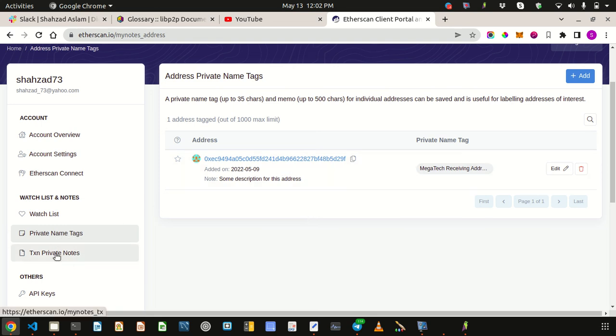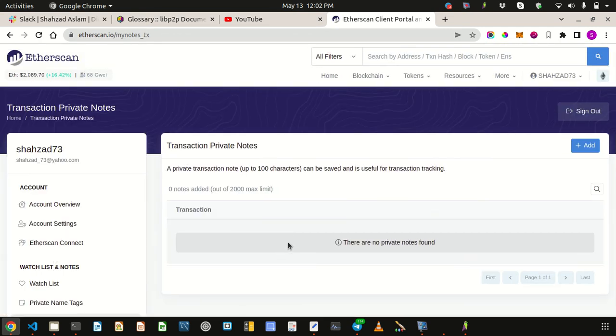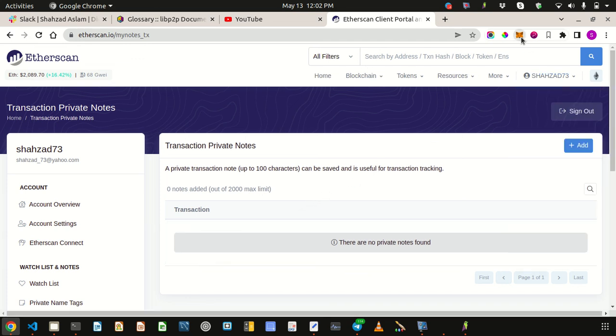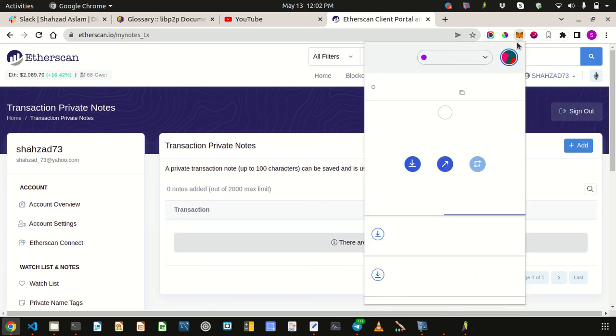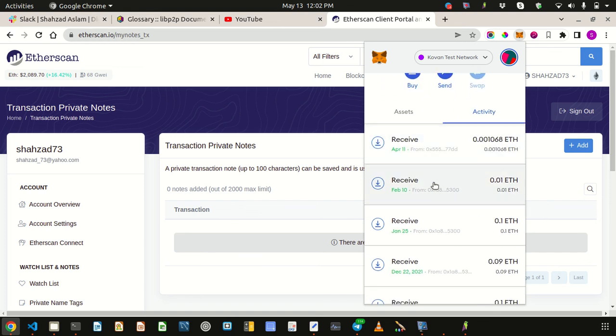The third one is the transaction private notes. You can make notes of any important transactions for future reference. For example, if I open my Ethereum wallet, you can see that on this address I have received many ethers from other addresses, and I want to make a note on this transaction about what purpose it was executed for, or why I received this many ethers from another address.